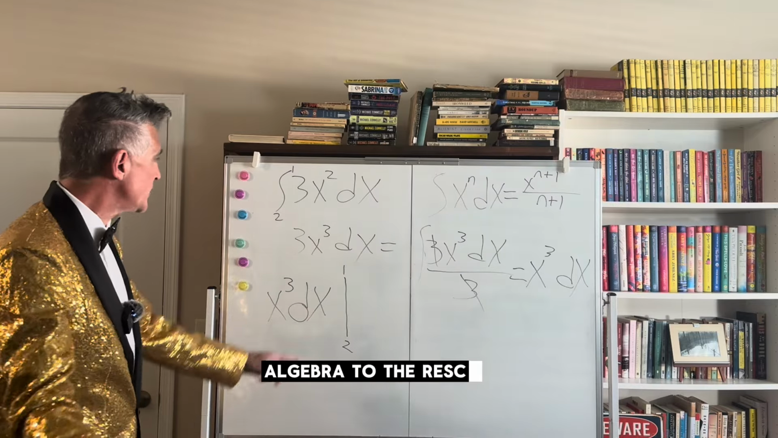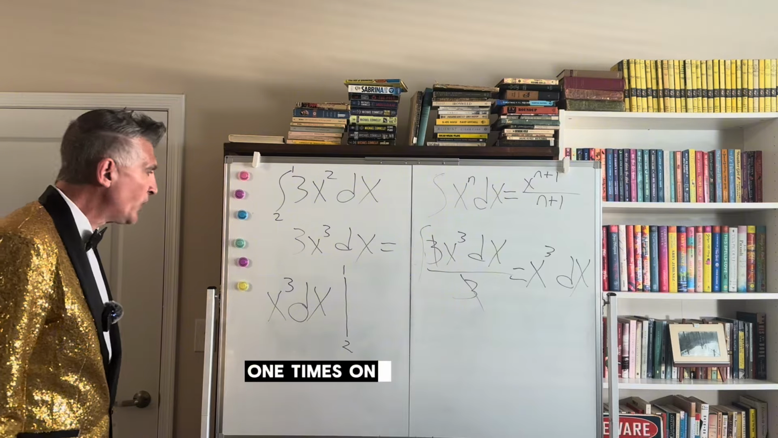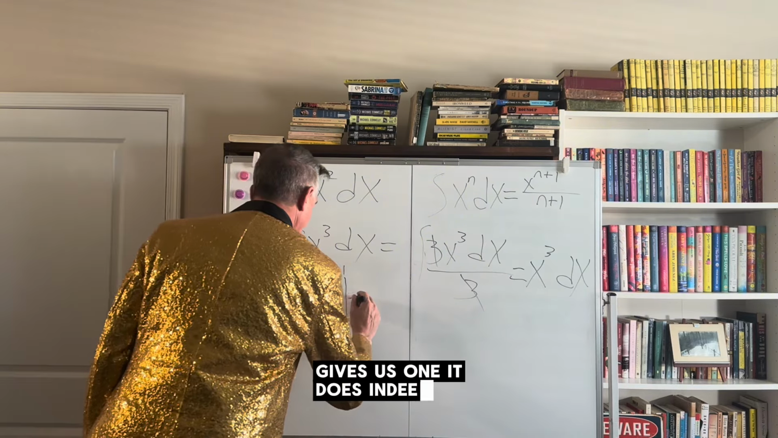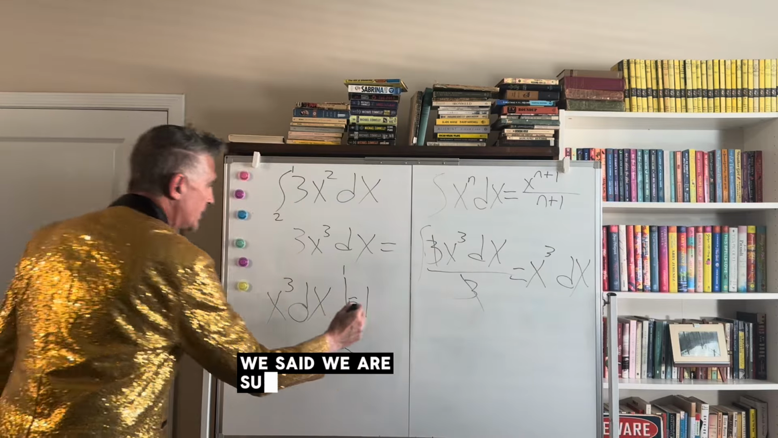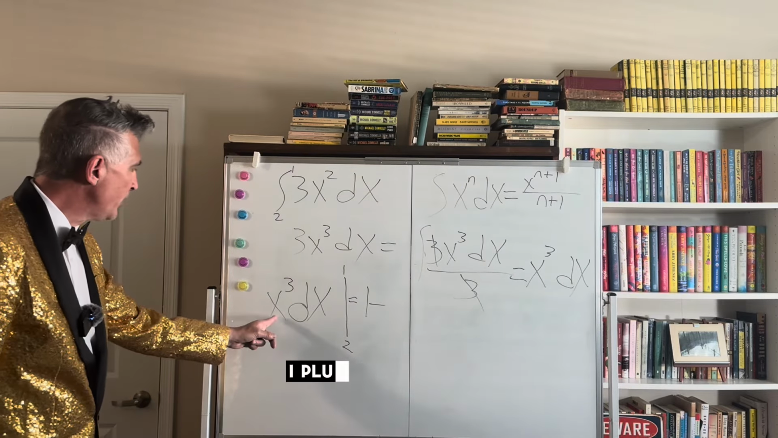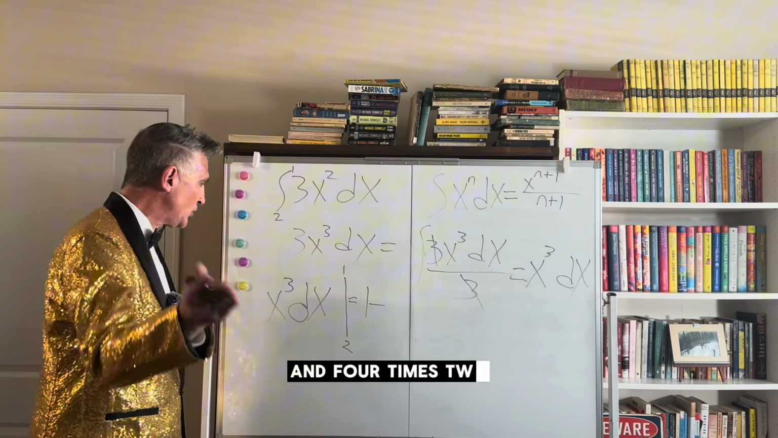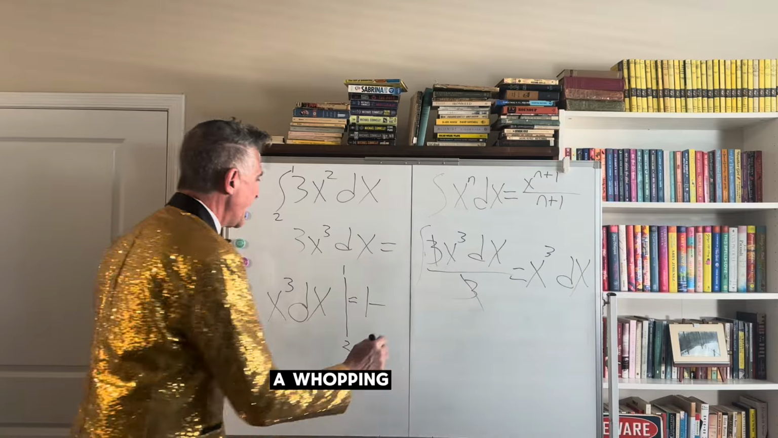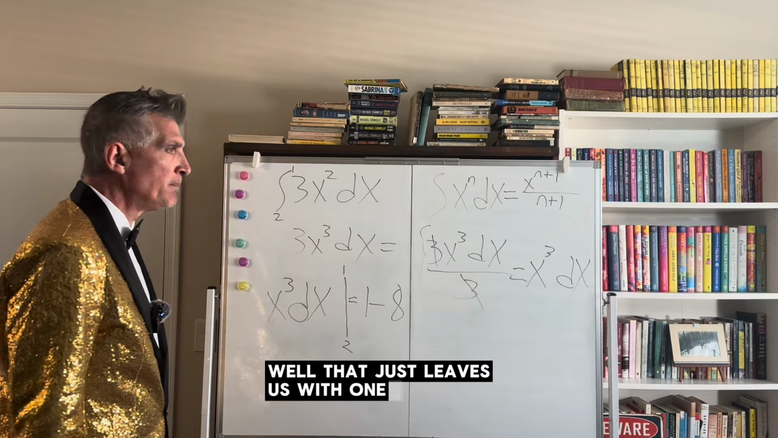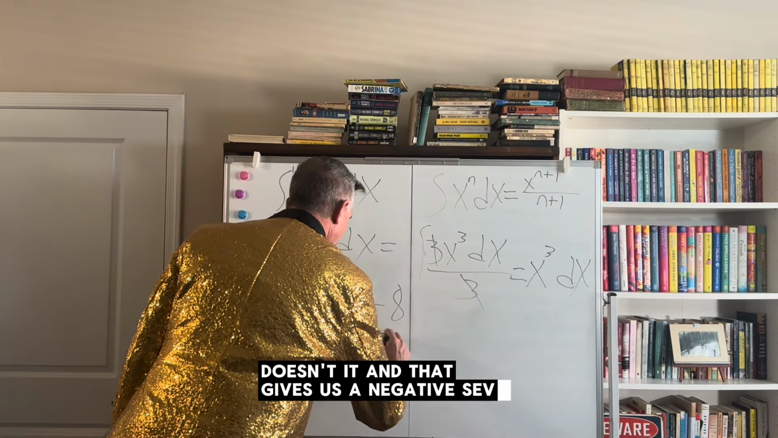Again, algebra to the rescue. The top bound goes into our x variable right here. 1 times 1 times 1, because it's being cubed, gives us 1. All right. Well, we said we are subtracting the bottom from the top, so I plug in my 2 into the x, and 2 times 2 gives us 4, and 4 times 2 gives us a whopping 8. Okay. Well, that just leaves us with 1 minus 8, doesn't it? And that gives us a negative 7.